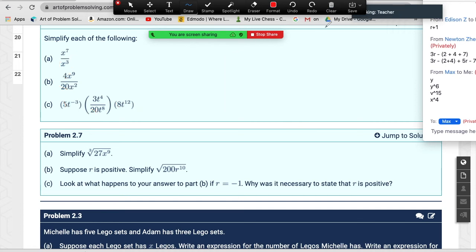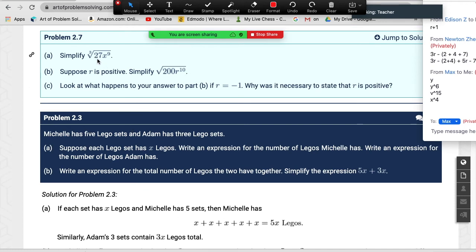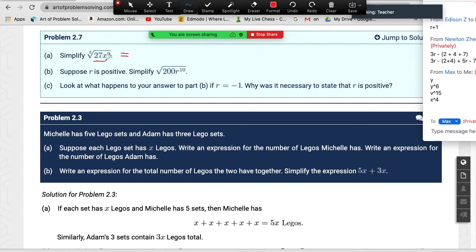So now let's simplify this 2.7. This one asks you to simplify this expression. To simplify this, first you need to try to write the numbers as powers. Definitely, this one, root 3, will equal power 1/3. So 27 is 3 power 3. Then x power 9, and then this whole thing is power 1/3.